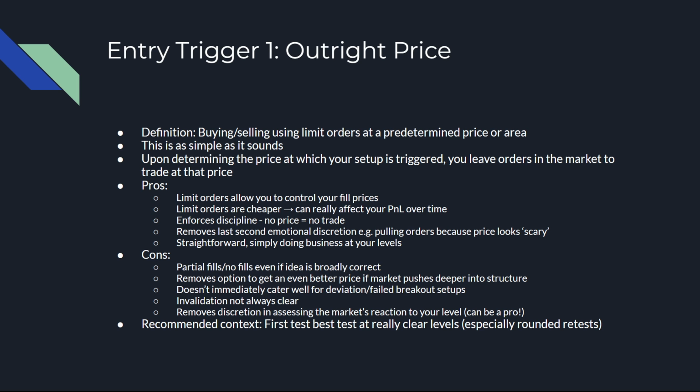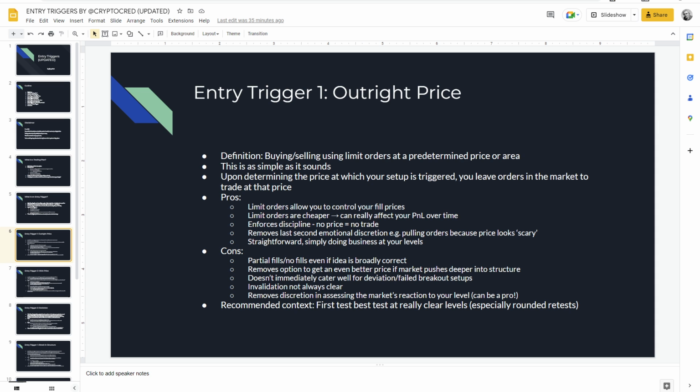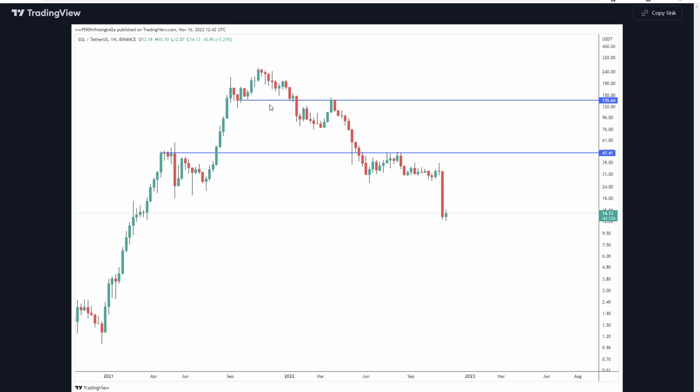Now, what's the recommended context for this type of outright price trading, or just trading with limit orders, leaving orders in the market? Again, these aren't hard and fast rules, but generally speaking, as we saw in our examples, the first test, best test at really clear levels types of setups, especially if they're rounded retest setups, lend themselves very well to limit orders. Like, look here, there's months between the breakout and the eventual retest, and those limit orders were rewarded. And it's the same here with this range high example. It broke back within the range here, and you had a period of a couple of months, sort of 2-3 months, before the rounded retest came in.